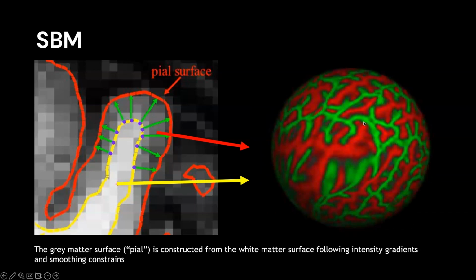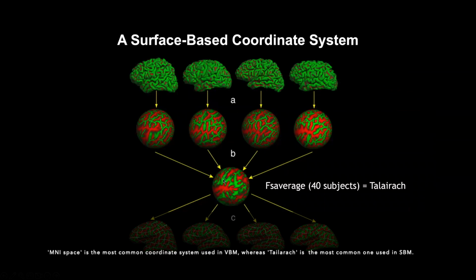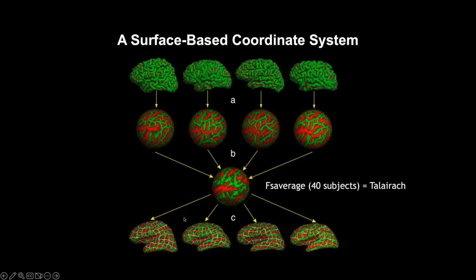Once FreeSurfer has this sphere, it will normalize the sphere into a common space. This is a little bit similar to what VBM does, where they take the subject space and normalize it into a template, which is basically a probability map. In this case, FreeSurfer takes this sphere and normalizes it into an average space called the Talairach space. This normalization into the reference space is what allows us to parcellate the cortex according to the reference space.